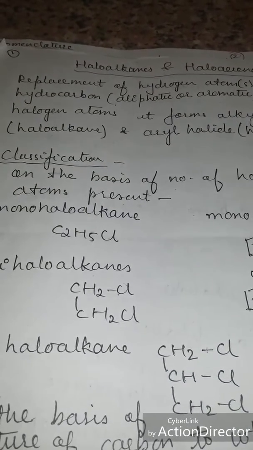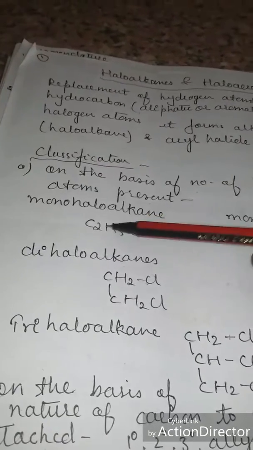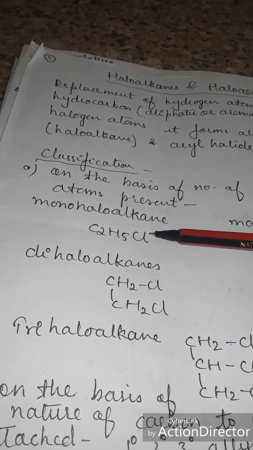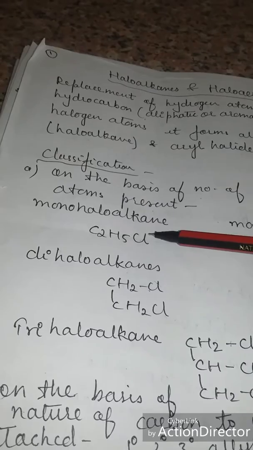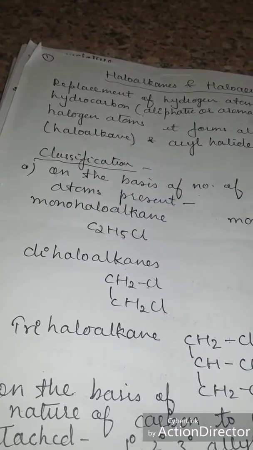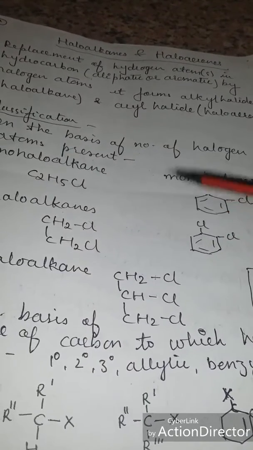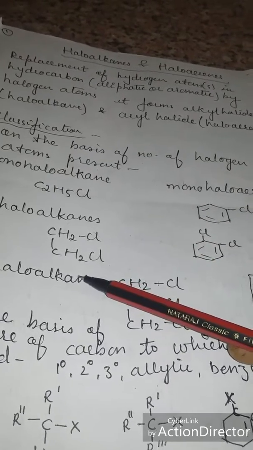On the basis of number of halogen atoms, they can be classified as monohalogen, dihalogen or trihalogen. If a single halogen is present, it will be monohalogen, which is known as the monohaloalkane. If it is 2, it is known as dihaloalkane, and if it is 3, it is known as trihaloalkane. So on the basis of number of halogen atoms, it can be mono, di or tri.